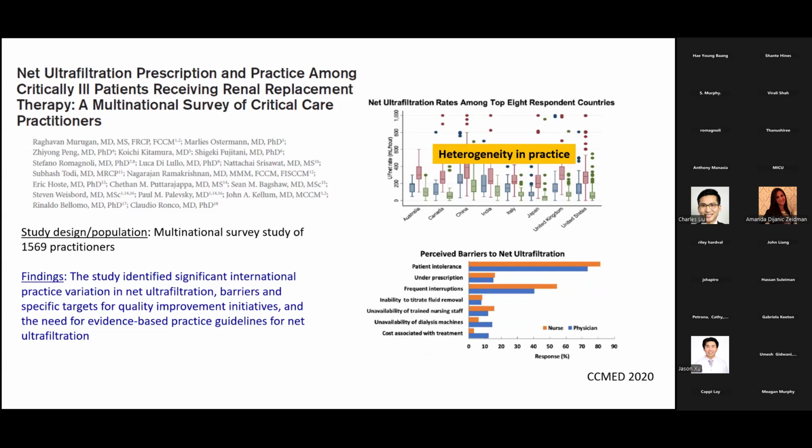I can tell you that at least half of the time, the interruptions in the treatment are related to inadequate access. Of course, it can be clotting and other factors, but access is very important to mitigate these interruptions, among other things. Other causes include under-prescription and logistical reasons, such as inadequate availability of machines or untrained staff to execute these prescriptions.